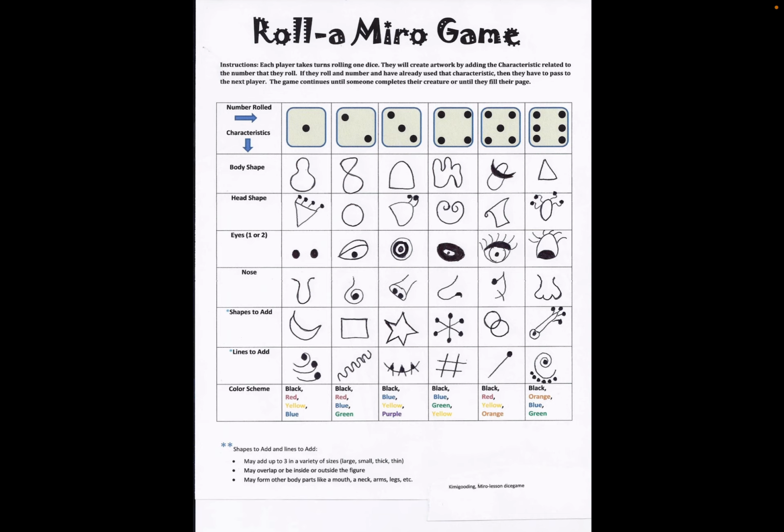Then you're going to create your artwork by adding the characteristics related to the number that you roll. If you roll a number you already used, you can use it again. You can use it twice. Each row, you're going to have six rows.